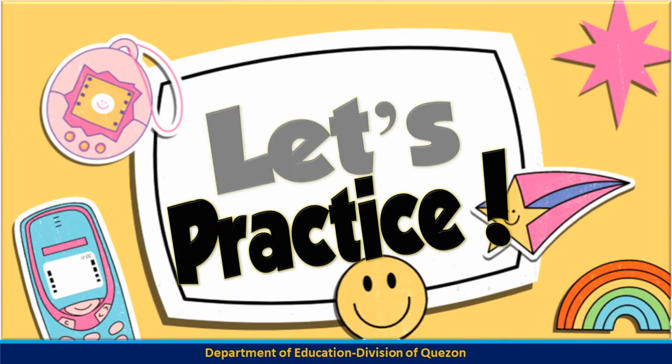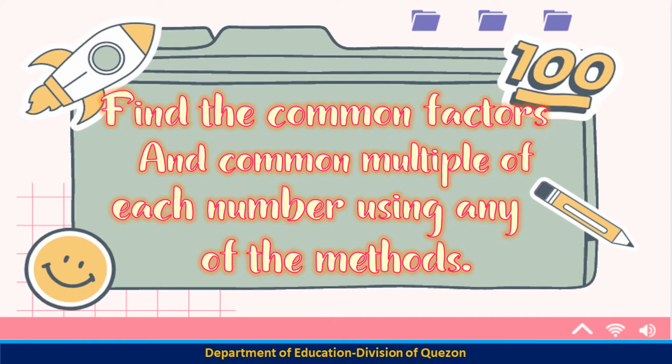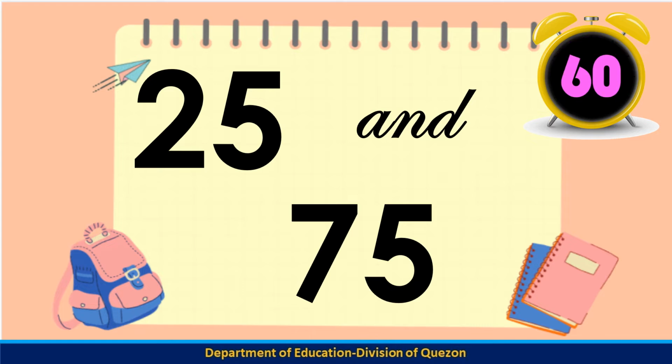Now, let us practice. Find the common factors and common multiples of each number using any of the methods. Kahit alin daw po ang pwedeng gamitin. We have 25 and 75. I'll give you 60 seconds to answer these numbers. And the time starts now.